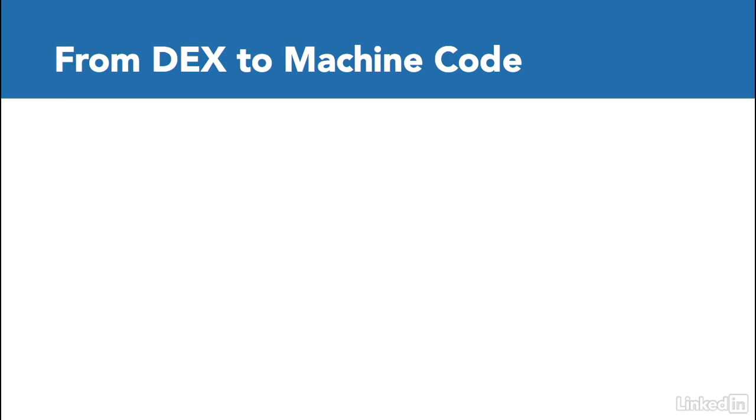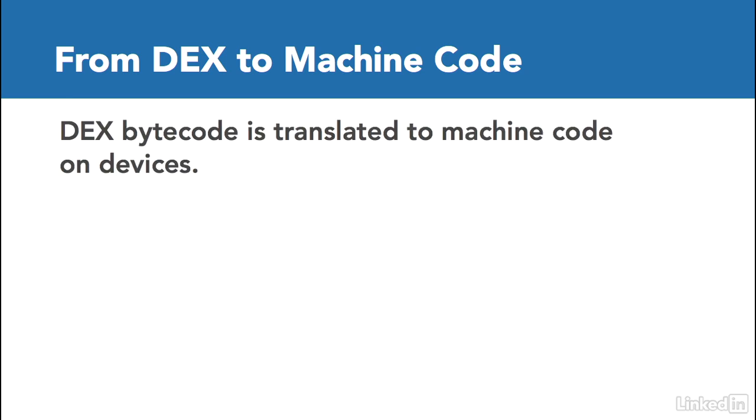Once the DEX code is delivered to the device, what happens then depends on which version of Android is being run. The DEX bytecode has to be translated to machine code on the device. Android can run on a variety of CPUs, from ARMs to Intel chips and so on. And so the machine code that's going to be really fast at runtime has to be built by tools that are on that device. What changes from one Android version to another is when that machine code is created.